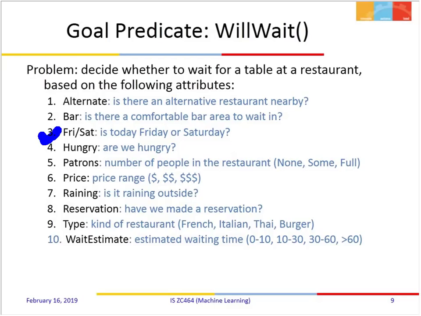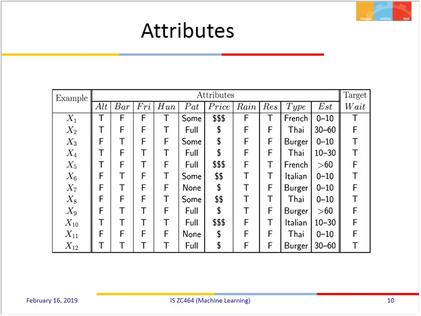So whether it is Friday or Saturday, considering the fact that on Saturday it will be more crowded and you may have to wait. Are we really hungry? So do we really want to eat, and that is why we are waiting? A lot of other parameters such as price, raining, reservation, type, wait estimate, etc. These are the attributes on which the data is collected, and it is observed whether the person has to wait or not, depending upon the complete pattern formed through these attribute values. Okay.